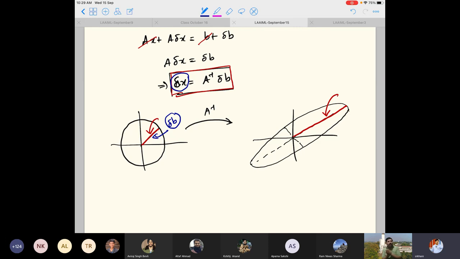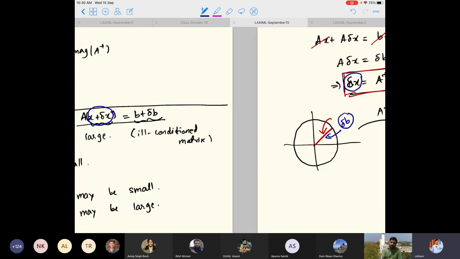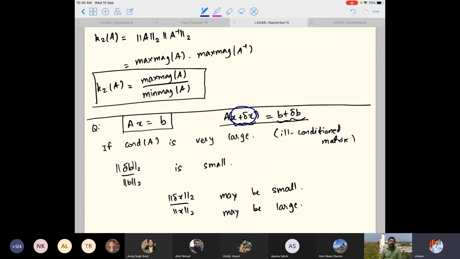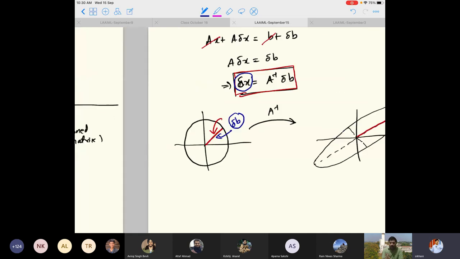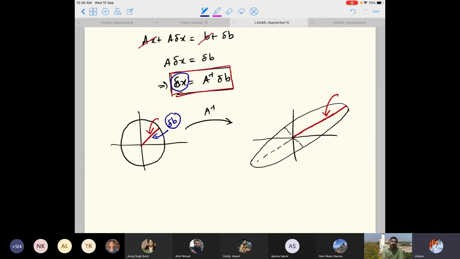But if delta B is given in a direction where A inverse does not take drastic action on delta B, the minimum magnification direction, then the delta x norm is also going to be small. If the delta x norm is small, then possibly this x plus delta x is going to be close to x, right? So this is something that you have to understand. And I want you to spend some time on this.